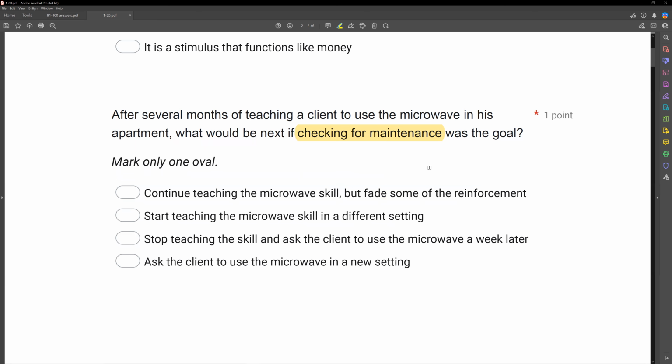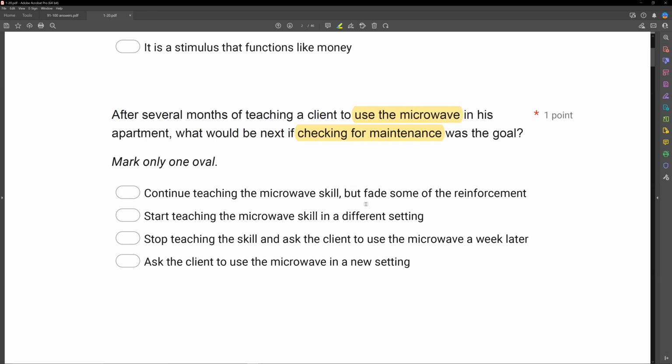So what is maintenance? Maintenance is one of our vocabulary words, so let's define it. Maintenance is simply saying the learner can still do the skill after learning stops, after teaching stops. Meaning you teach a skill, teaching stops, the learner can still do the skill. So if we want to check for maintenance, how are we going to go about doing that if our skill is using the microwave? A, continue teaching the microwave skill, but fade some of the reinforcement. With true maintenance, are we still teaching that skill? We are not. The only way to verify that a skill is actually maintaining is to remove all teaching. That's what maintenance is. You're no longer being taught it, but you still can do it.